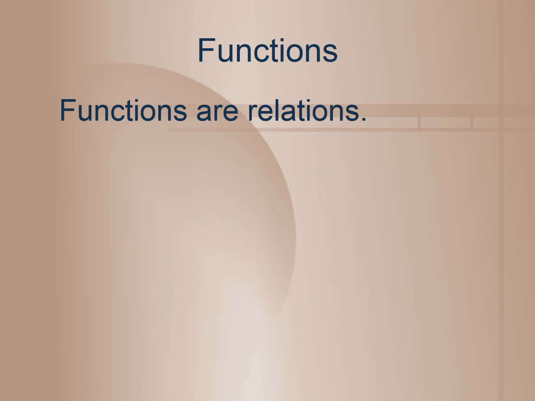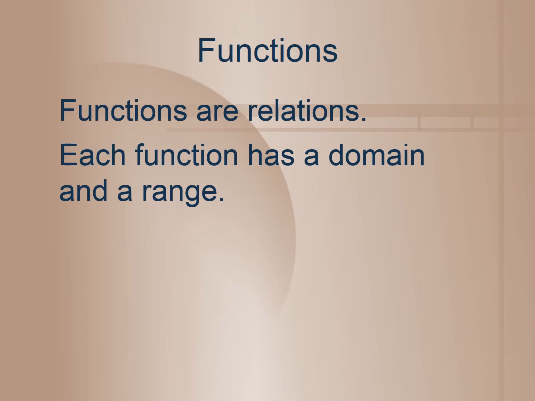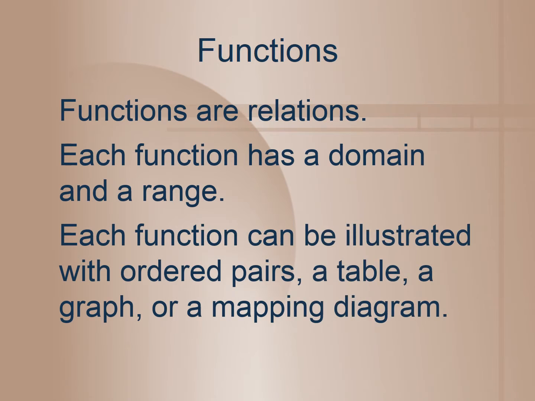So just a reminder, functions are relations, but not all relations are functions. Every function, since it is a relation, is going to have a domain and a range. Also, every function can be represented a bunch of different ways. A function can be written as ordered pairs. It can be written as a table. It can be written as a graph or as a mapping diagram. So there are 4 ways to represent a function.